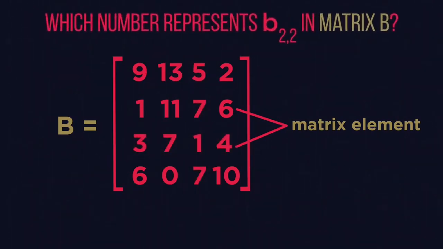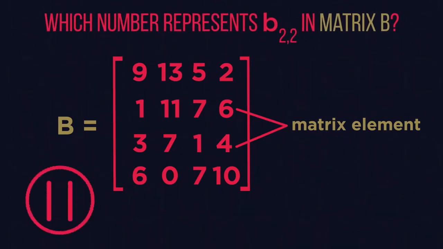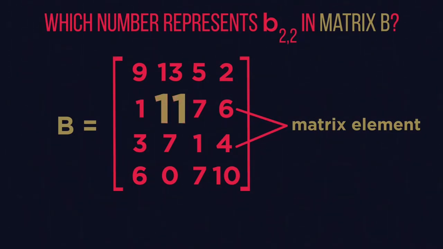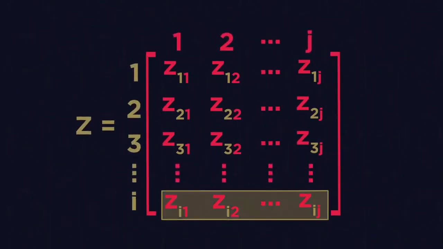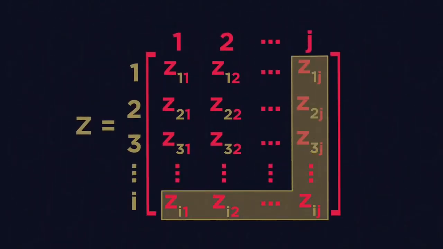Which number represents B22 in matrix B? Pause and have a think. The answer is 11. In general, if the element is in row i and column j of matrix Z, it would be represented like this.